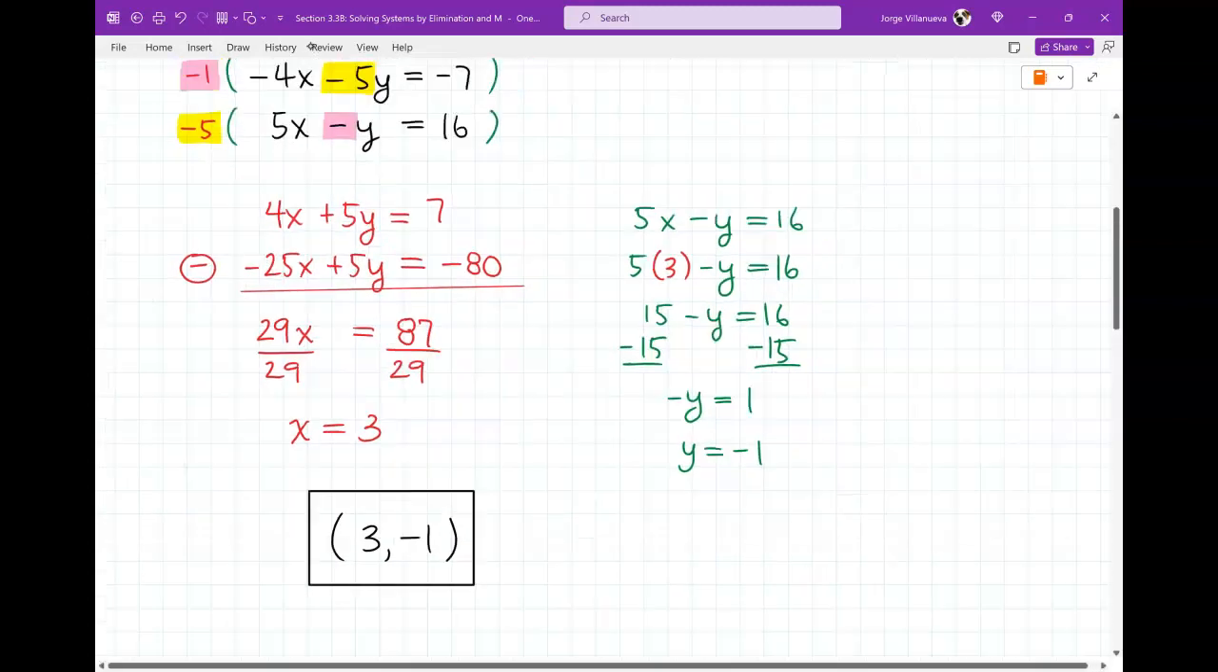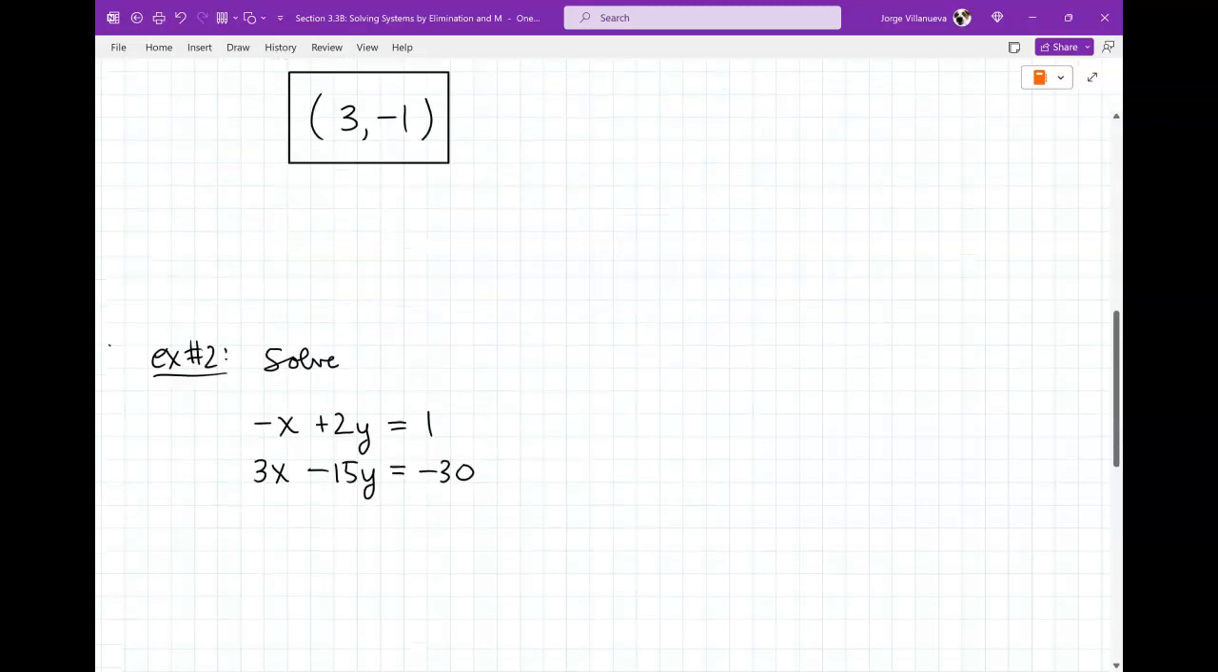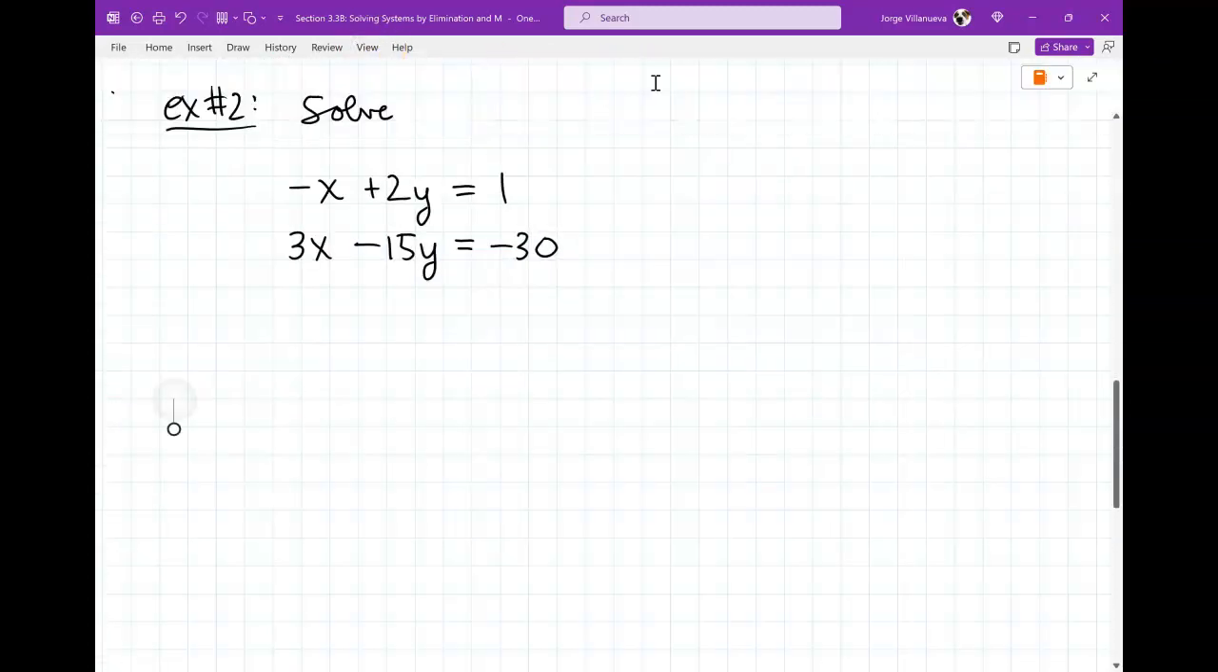I'm going to kind of zoom out a little bit. All right, so I'm just going to zoom out so you guys can kind of see all the work. All right, so that's example 1. Here's example 2. Let me zoom in a little bit. Here's example 2.